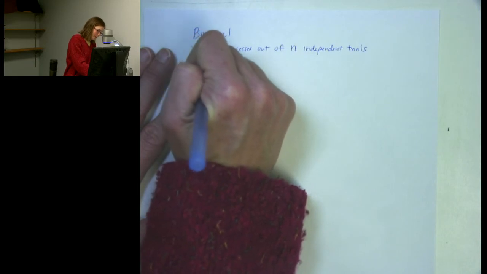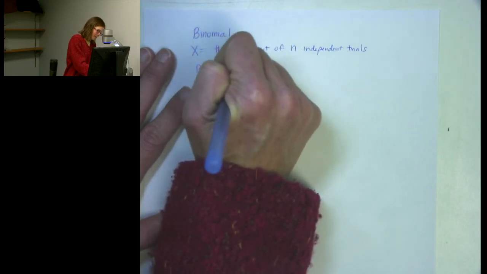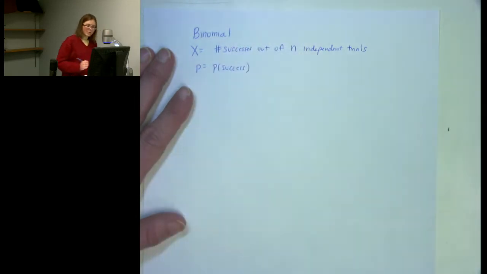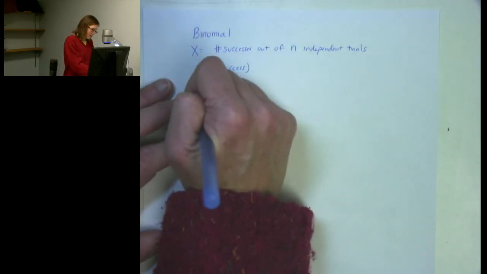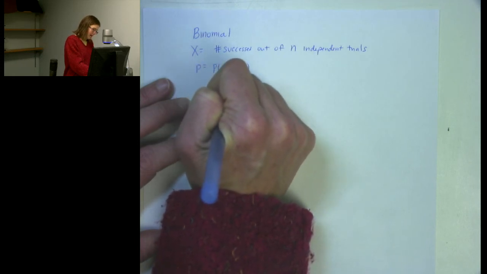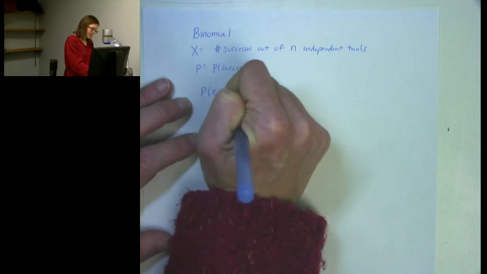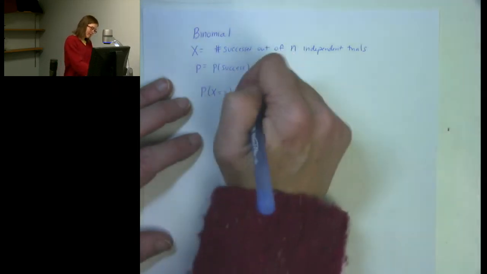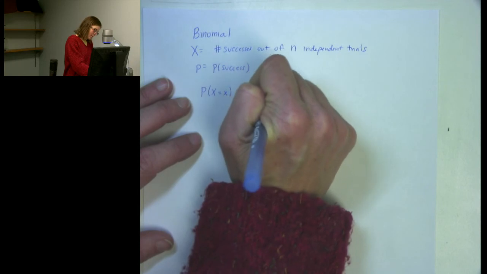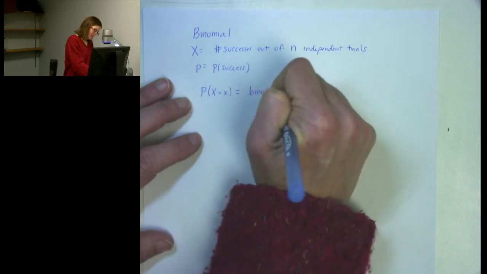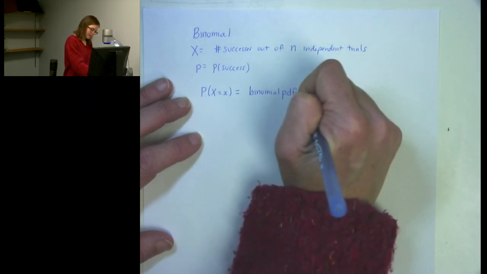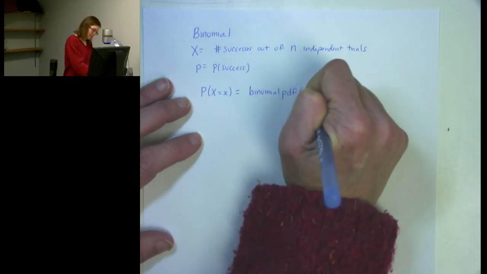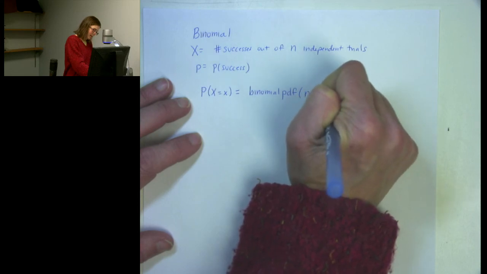And P is the probability of success for any individual trial. If we want to calculate the probability that x takes on exactly the value little x, we can use the calculator function binomial PDF, and we enter our n value, our p, and our x.